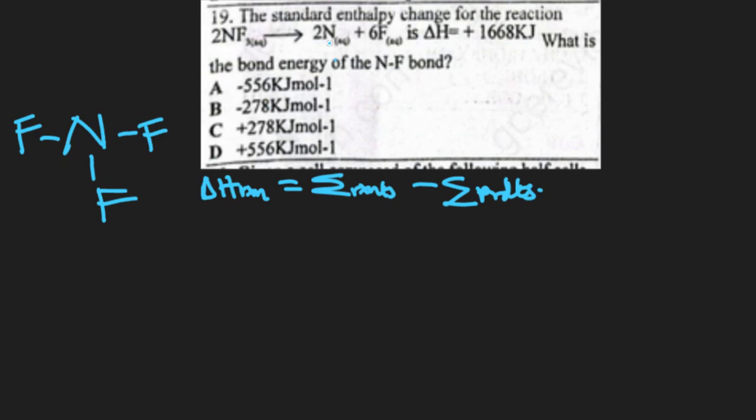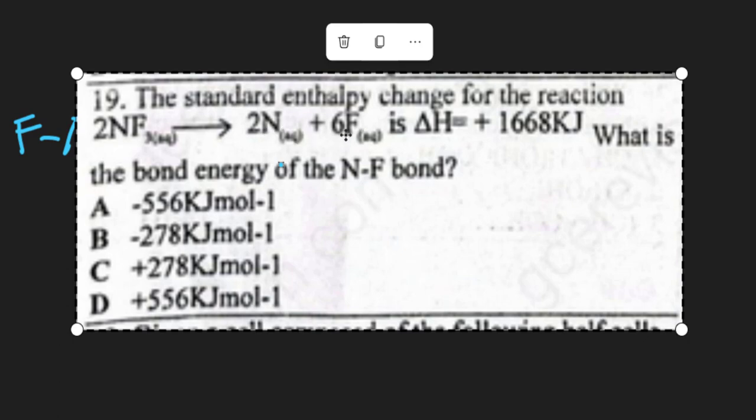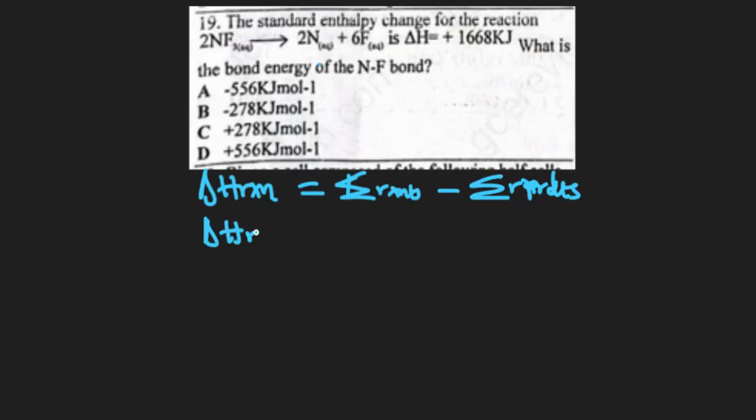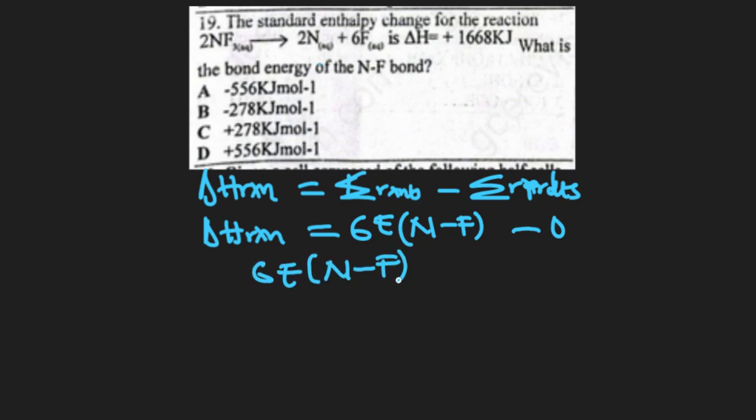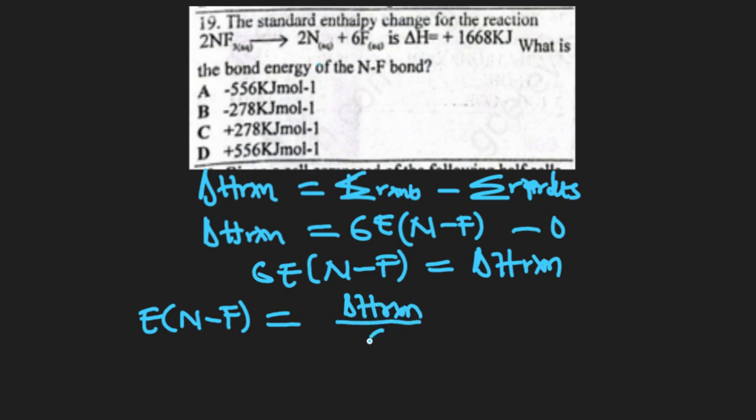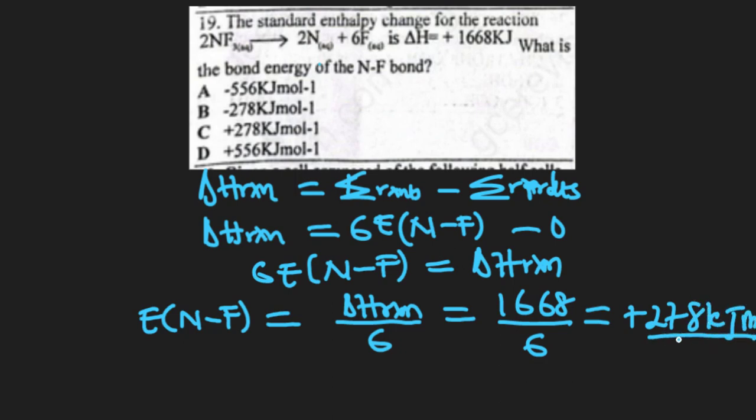So there would be altogether 6. Then we look at the products. We see that they are all individual atoms. It means that there is no bond involved with the products, so bond energy is 0 for the products. So we are going to have enthalpy of reaction now to be equal to 6 times the energy of nitrogen to fluorine, minus 0. Minus 0 because there is no bond for the products, but they are individual atoms. So 6 times the energy of nitrogen to fluorine equals enthalpy of reaction. Therefore, the energy now for the nitrogen to fluorine bond will be equal to enthalpy of reaction divided by 6, which is equal to 1668 divided by 6, and our answer is going to be plus 278 kilojoules per mole. That would be our value, and our option here is C.